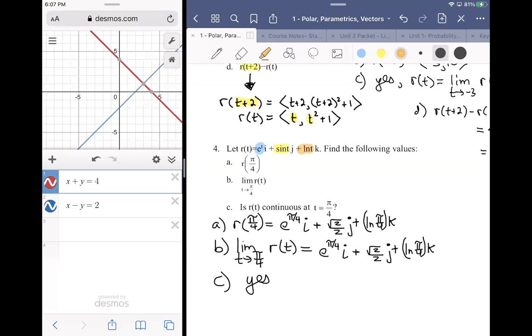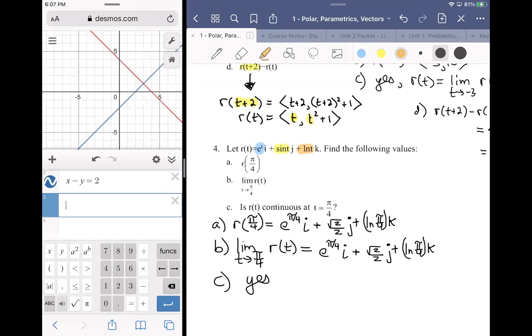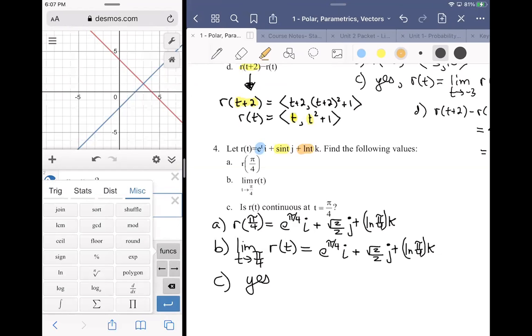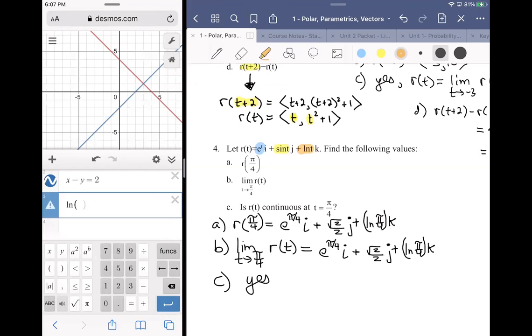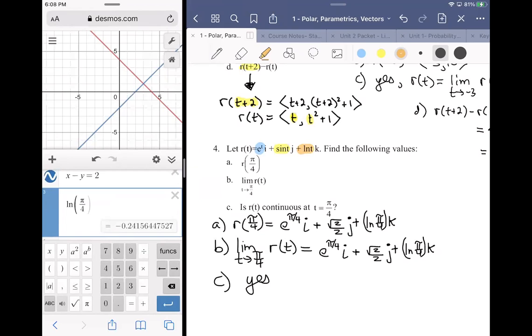Pi over 4, I don't know what that is precisely, but I know it's a value that is going to be satisfied in the domain of the natural log. It's going to be a positive number. Right? But if your curiosity gets the best of you, I honestly can't remember if it's in one of these. Yeah, there it is. I know we played around with this last time. I just couldn't remember. The natural log of pi over 4 is a negative number, but you could have a result of a natural log that's negative. You just can't take the natural log of a negative. So, if you were curious, that's what it would be.